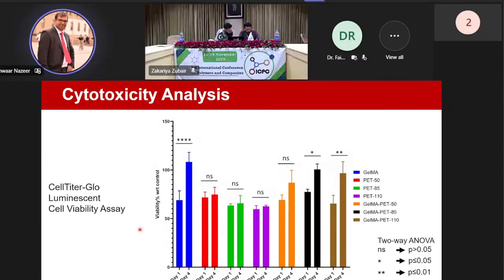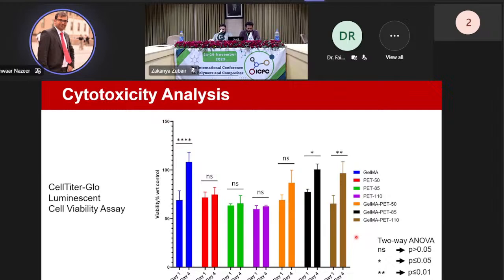So then we moved on to the cytotoxicity analysis. For this one, we performed the CellTiter-Glo luminescent cell viability assay on these scaffolds. For this one, of course, we took the GelMA alone, non-wovens, and then the composites, because we wanted to see what happens with fibers alone and what happens after the incorporation of the gelatin into the matrices.